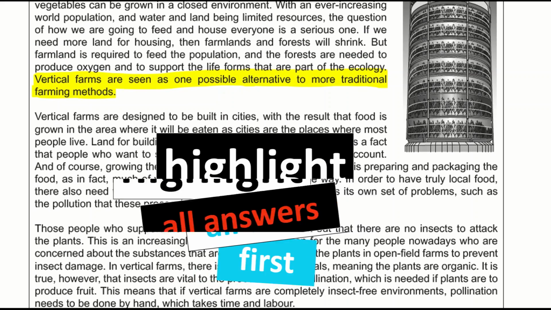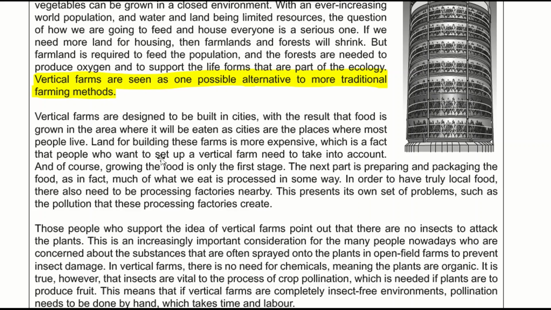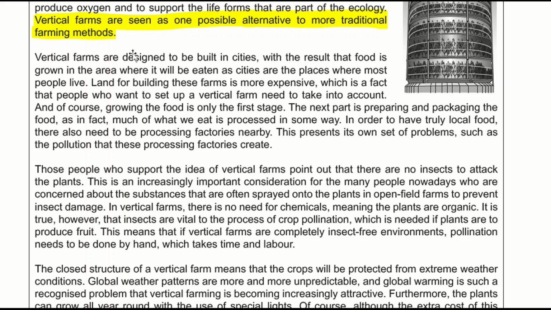The aim of this part now is to just get all of the areas of the text that I think I need as part of the answer highlighted. So vertical farms are designed to be built in cities, with the result that food is grown in the area where it can be eaten, as cities are places where most people live. There we go. Food is grown in the area where it will be eaten. That sounds similar to one of the points that I made earlier on about transportation.